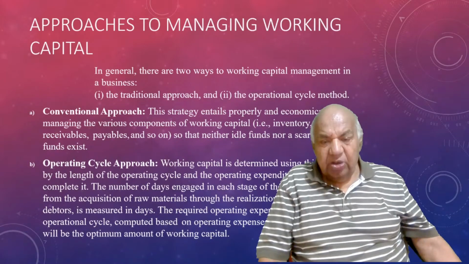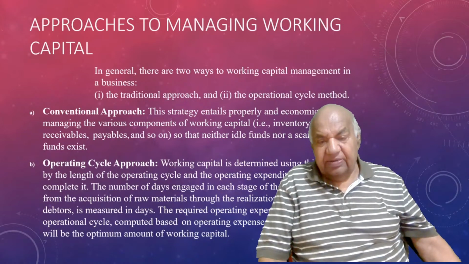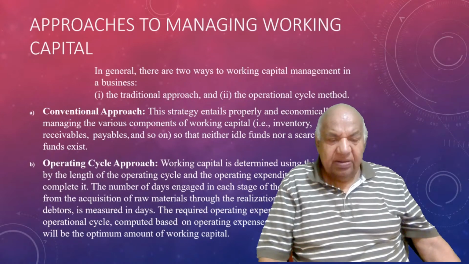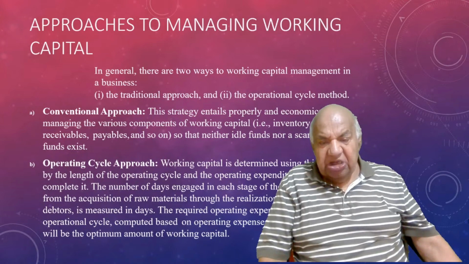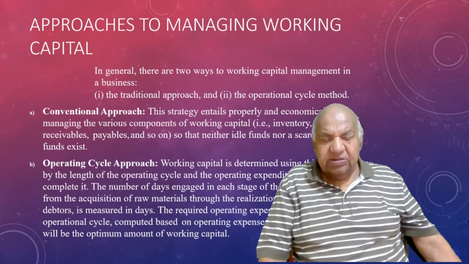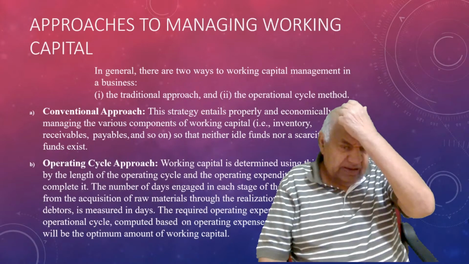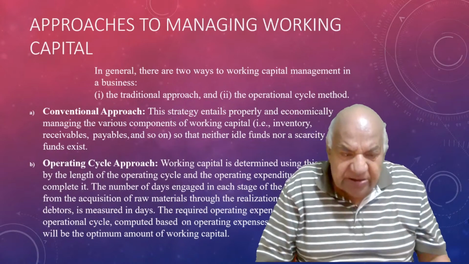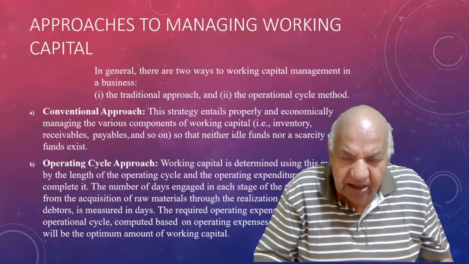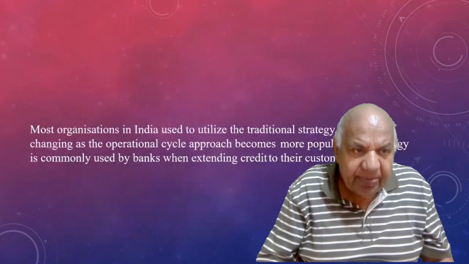Operating cycle approach, working capital is determined using this method by the length of the operating cycle and the operating expenditure required to complete it. The number of days engaged in each stage of the operating cycle, from the acquisition of raw materials through the realization of proceeds from debtors, is measured in days. The required operating expenses for an operating cycle, computed based on operating expenses required for a year, will be the optimal amount of working capital.